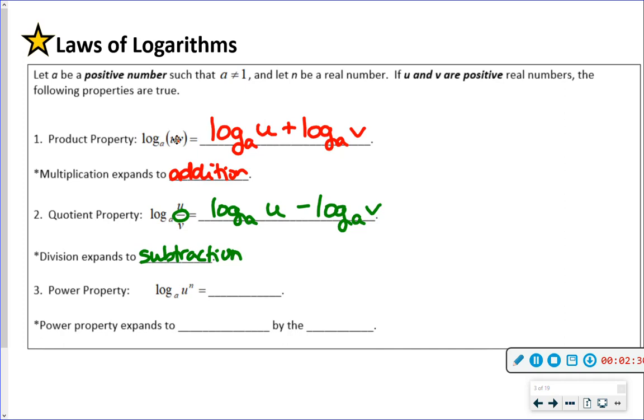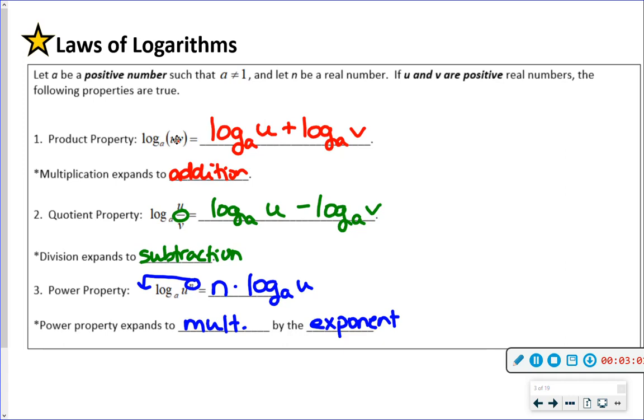Your power property, or exponent. Another equivalent form of this, if you have an exponent, in this case it's that little tiny n, it is the same thing if you put it in the front and make it n times the log. Now, do I care if you have the dot for the times? No, I'm just, drama. So power property expands to multiplication, I'm just going to abbreviate multiplication there, by the exponent, or the power, whatever you want to say.